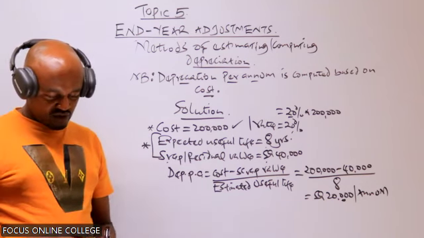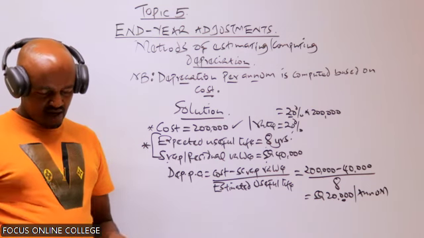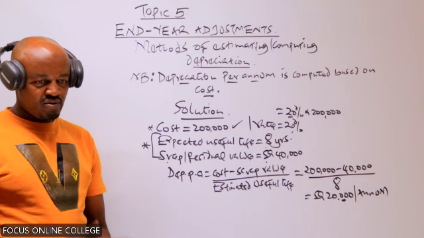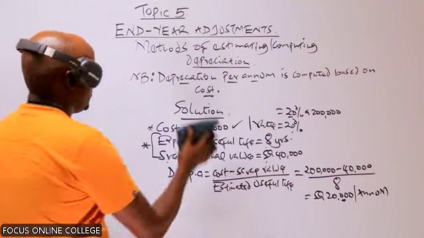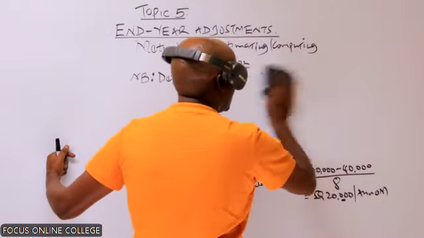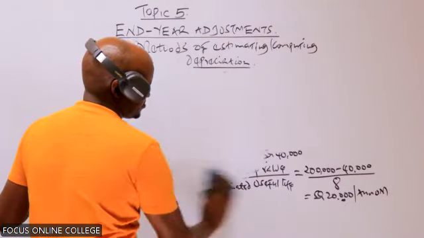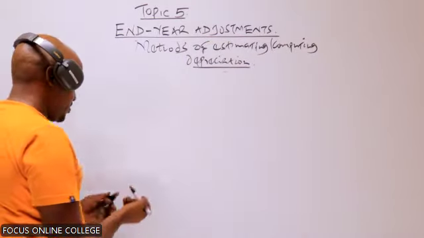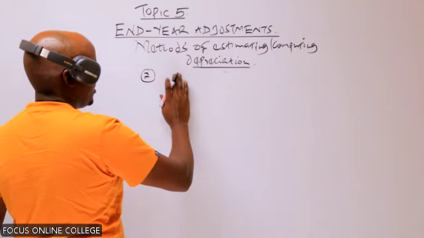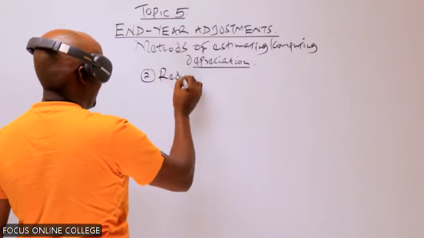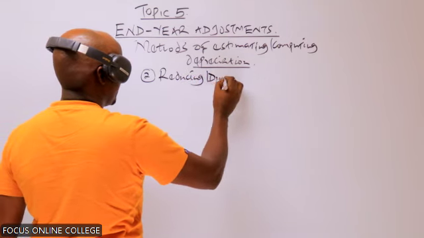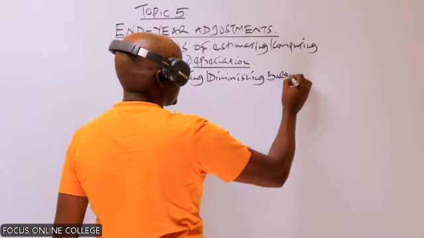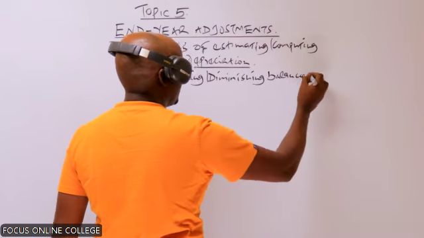So if we are together up to that point, I want us to move to the other method, number 2. Are we together up to that point? Can we move to method number 2? Yes, let's move to method number 2. And method number 2 is the reducing, also known as the diminishing balance method.